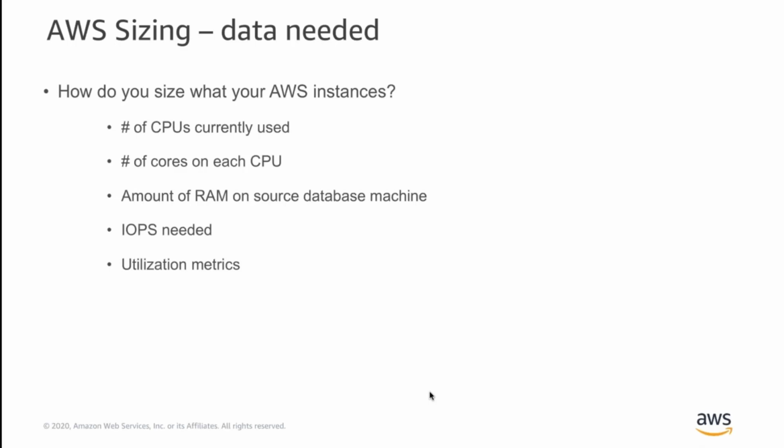But if your utilization shows it's only 50%, say it's installed on a shared server, when you size the AWS instance, you're going to size it to be roughly 50% smaller than that source hardware, so you don't have underutilized resources.